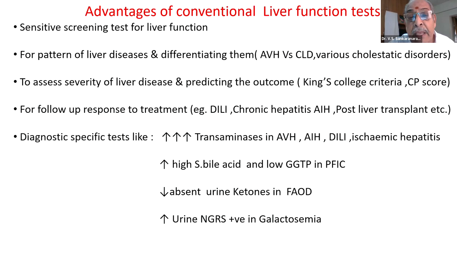The transaminases will be abnormally high, more than 1,000 in certain conditions like viral hepatitis, autoimmune hepatitis, DILI, that means drug-induced liver disease. Of course, you can get it even in dengue shock, etc., ischemic. Then serum bile acids and very low GGTP we do see in PFIC 1 and 2. And absent urinary ketones in fatty acid oxidation defects. They are all useful clues that you can get from biochemical tests.